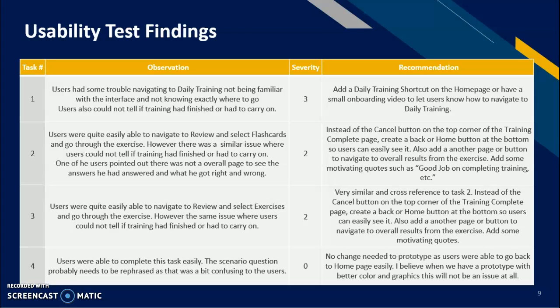And also, one of the users pointed out that there wasn't an overall page, like a scorecard, to see the things they had got right and things they had got wrong. There was only that training complete and review incorrect words. But what if the user had got all the words correct? So I think those are really good feedback.